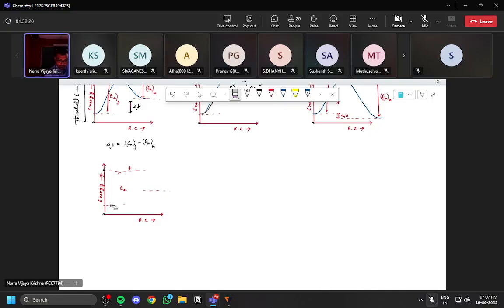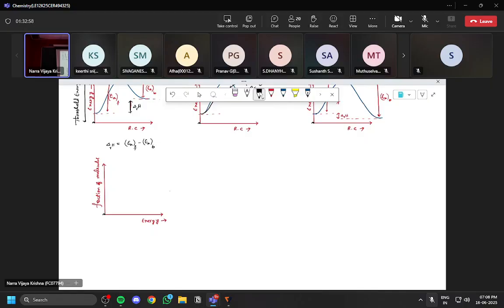If I plot a graph between fraction of molecules versus energy, I'm plotting a graph between fraction of reactant molecules with respect to energy, maybe kinetic energy of molecules. This type of graph we already studied in states of matter: fraction of molecules versus velocity graph. What do you get? A bell-shaped curve.